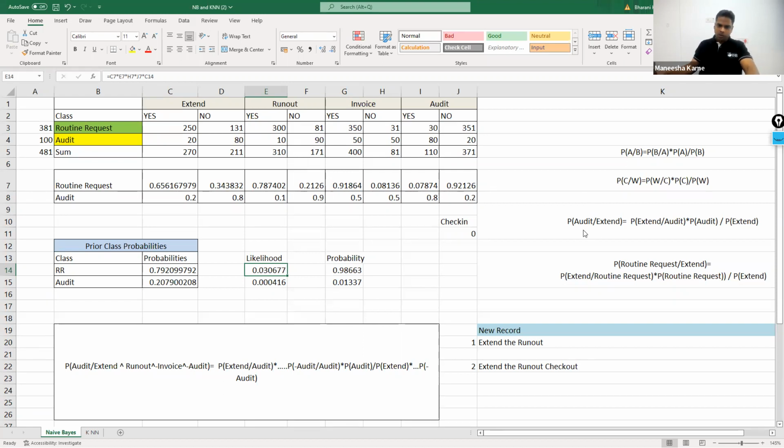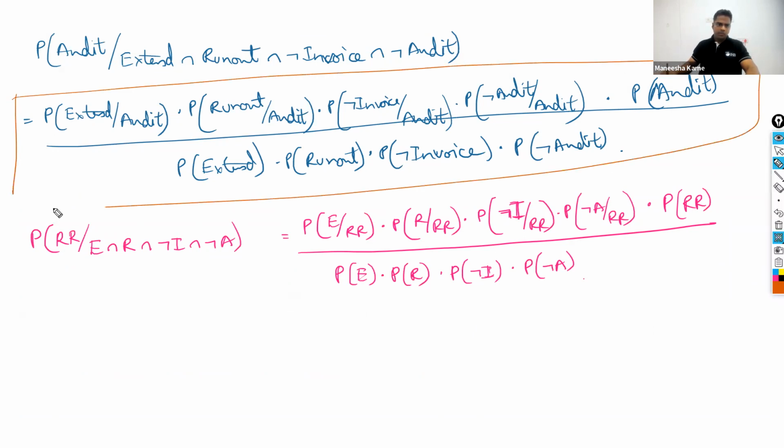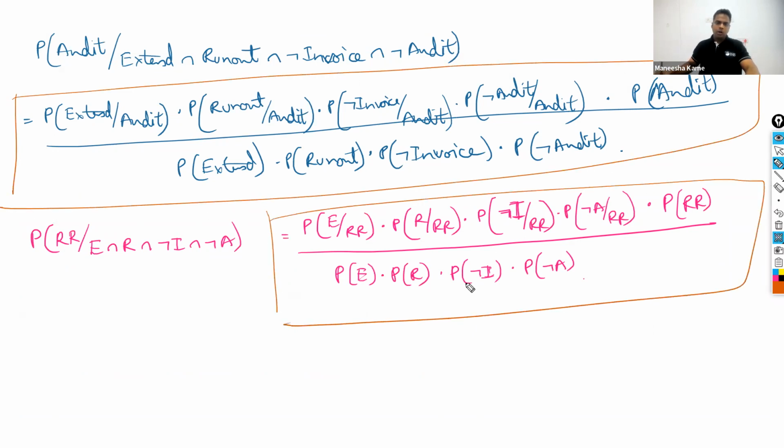All right. So let me also tell you that the denominator pertaining to both of these, here and here, happens to be the same. Probability of extend into probability of run out into probability of not invoice into probability of not audit. These two are the same. Then when I compare these two, they get cancelled. On both sides, if you have the same values, they get cancelled out. Right? Whichever is different, you compare it.